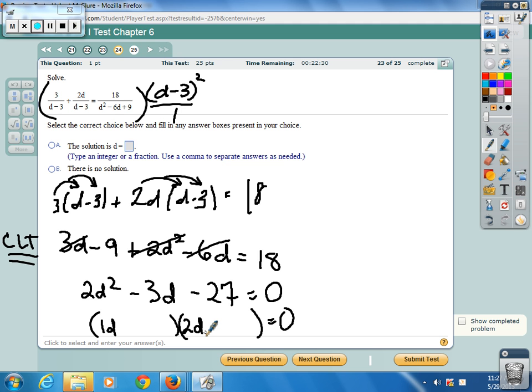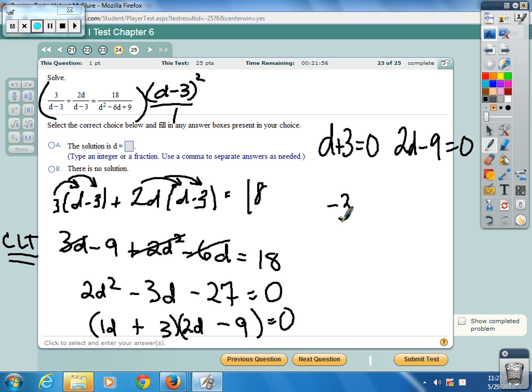I would say 3 times 9 maybe, or 2 times 54, but that's a small number, so you're probably going to use 3 times 9. Those are close to each other. I'm going to put a 3 here and a 9 here. 9 times 1 is 9 and 6. So that's a negative and that's a positive. So D plus 3 is equal to 0, and 2D minus 9 is equal to 0. So our possible answers are negative 3 and 9 halves.